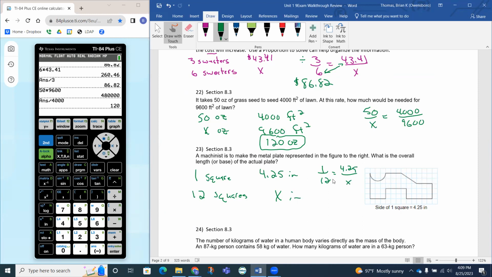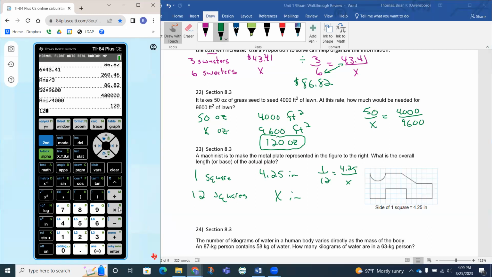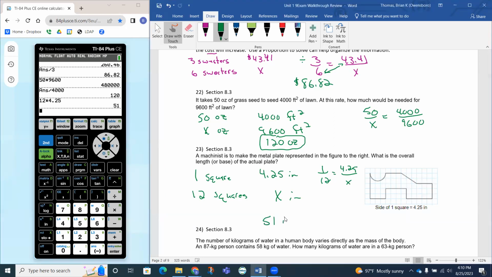Notice how I can cross multiply 12 times 4.25, and then divide that by 1, which isn't going to do anything. So my answer should be 51 inches is the length of that base. Base usually applies to the bottom of the plate. So from here to there, how long is that? It would be 12 squares long, or in other words, 51 inches.